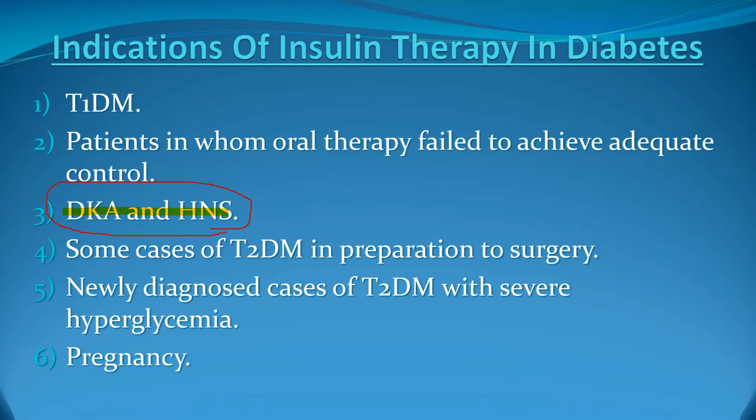Another important indication for initiating insulin is certain cases of type 2 diabetes when they are hospitalized in preparation for surgery. And sometimes we admit cases with type 2 diabetes when they have very high blood glucose, because in such a case we need to administer insulin. And of course, a very important indication for insulin therapy is pregnancy.